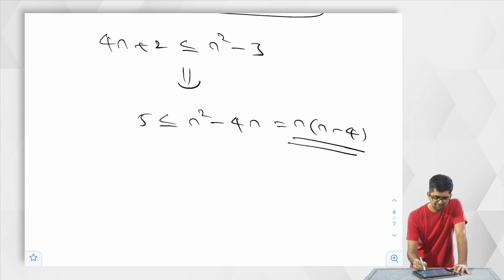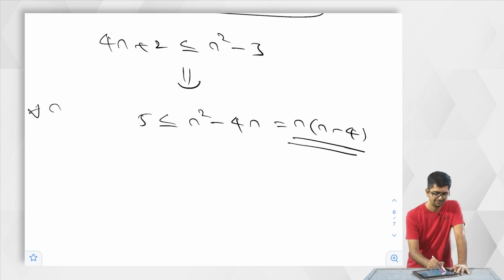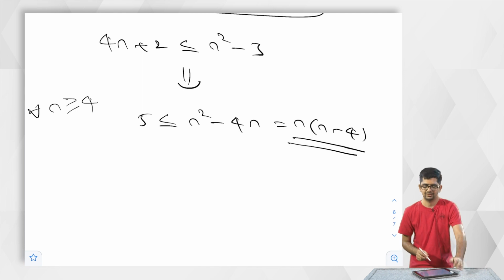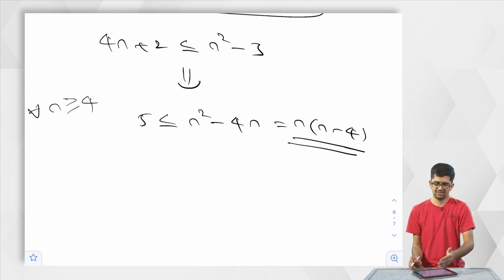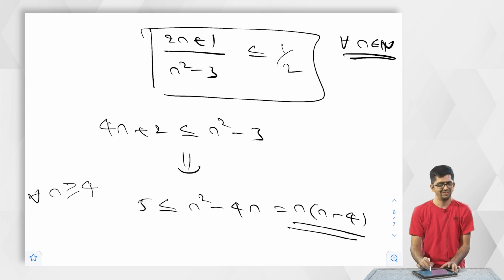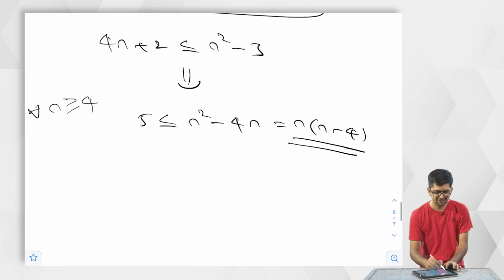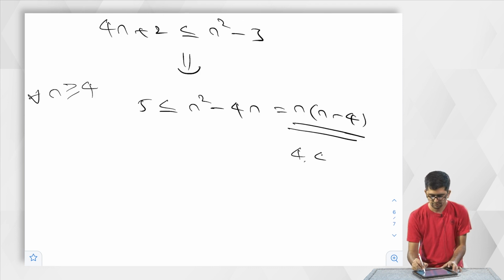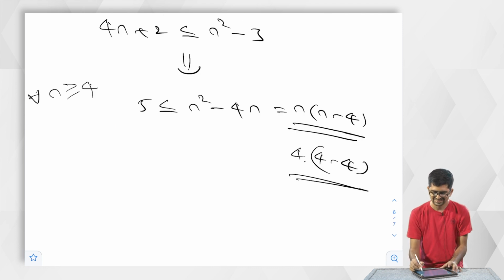So we are trying to see whether n times (n minus 4) is greater than 5 for every n, equal to 4 maybe. Till 4, 1 is anyways not the bound, so 1 by 2 will also not be a bound. So maybe for 4, let us see: 4 times (4 minus 4) is 0, so for n equal to 4 it is not true.